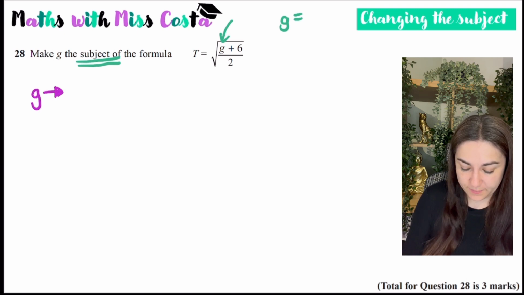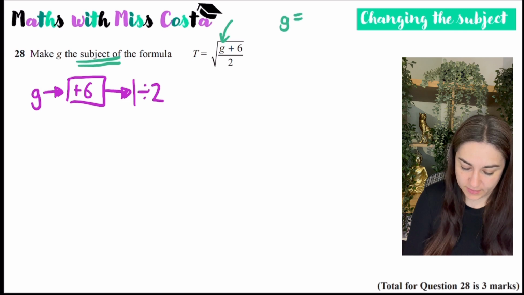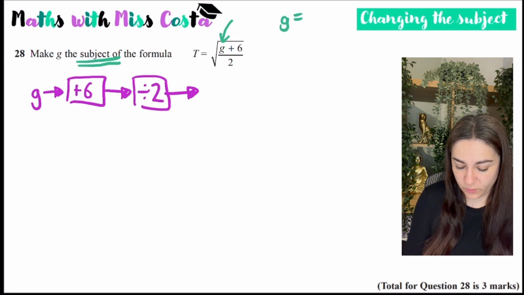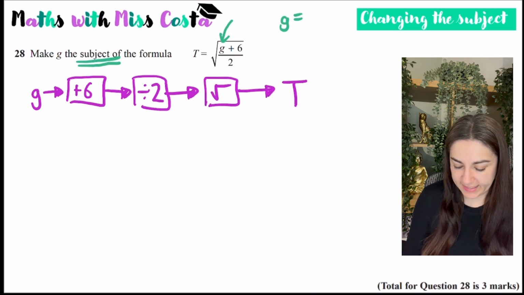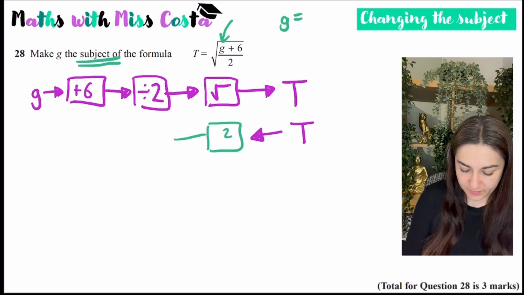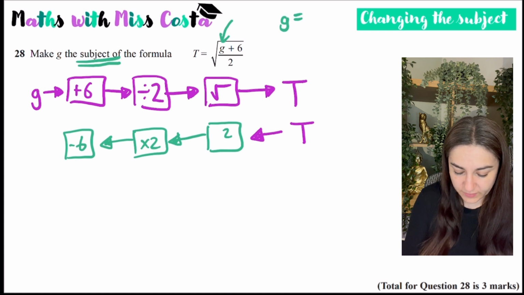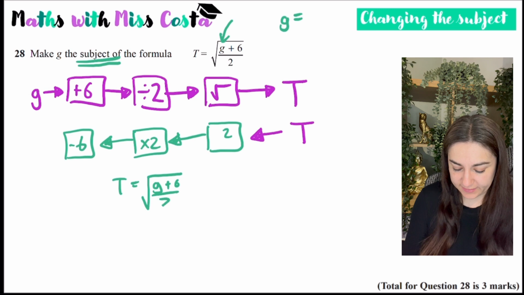So you look at G, what's the first thing that's happening to it? You're adding 6. Then it's being divided by 2. And finally, the whole thing is being square rooted. And what comes out is T. So I'm going to work backwards. What's the inverse of square rooting? It's squaring. The inverse of dividing by 2 is timesing by 2. The inverse of adding 6 is subtracting 6. So I've got t equals the square root of (g plus 6) divided by 2.